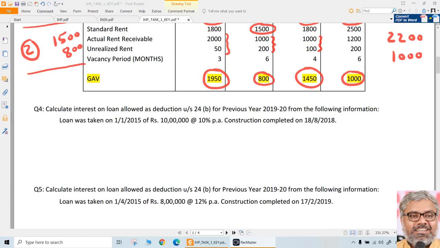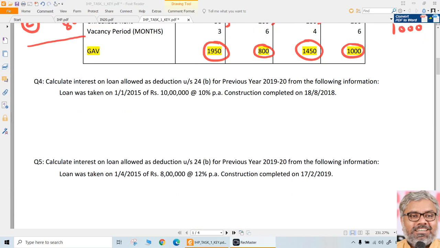Then question number 4 is a straightforward calculation question. Calculate the interest on the loan that is allowed as reduction under 24B for the previous year 2019-20 from the following information. The loan was taken on 1/1/2015. Amount is 10 lakhs rupees, 10% per annum. Construction completed on 18/8/2018. So first of all, always we have to calculate the pre-construction period.